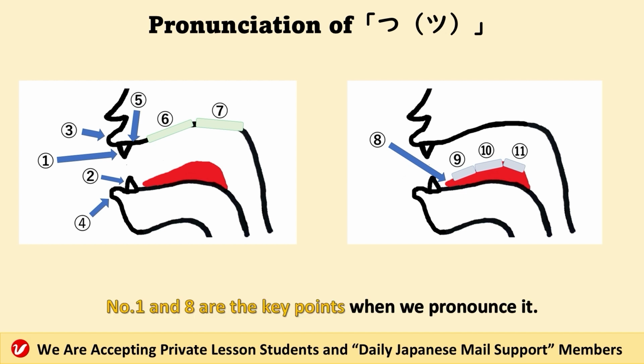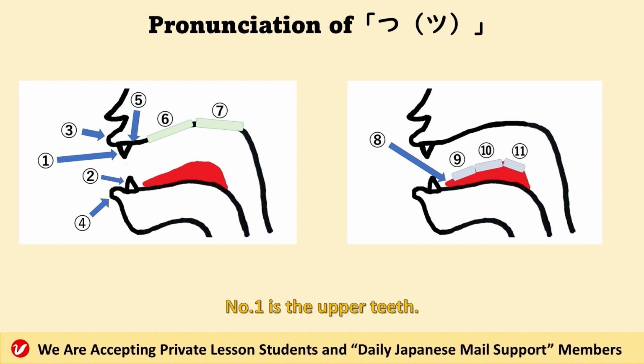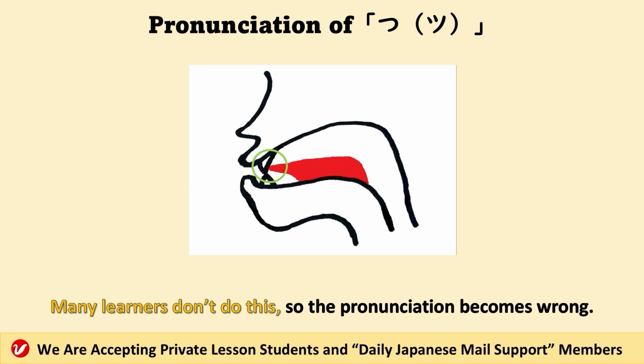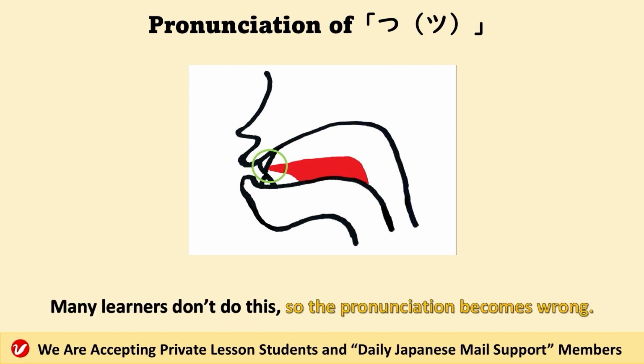Number 1 and 8 are the key points when we pronounce it. Number 1 is the upper teeth. Number 8 is the tip of the tongue. Please touch the upper teeth with the tip of your tongue. Many learners don't do this, so the pronunciation becomes wrong.